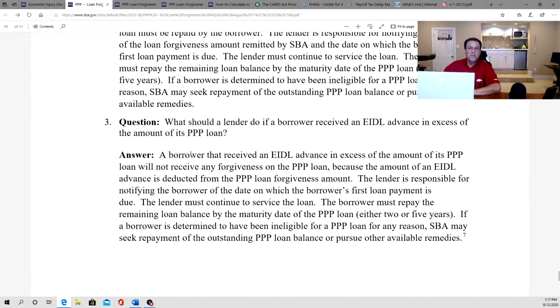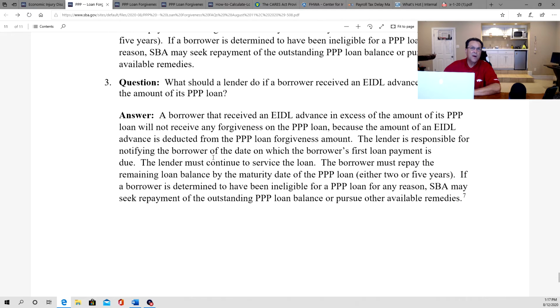And then the final one: what should a lender do if a borrower received an EIDL advance in excess of the amount of his PPP loan? A borrower received an EIDL advance up to $10,000 in excess of the amount of the PPP loan. So a PPP loan, maybe for a self-employed person, might have been $8,000. That's what they're talking about here. Received an advance in excess of the amount of the PPP loan will not receive any forgiveness on the PPP loan because the amount of the EIDL is deducted from the PPP loan forgiveness amount. The lender is responsible for notifying the borrower of the date on which the first payment is due.